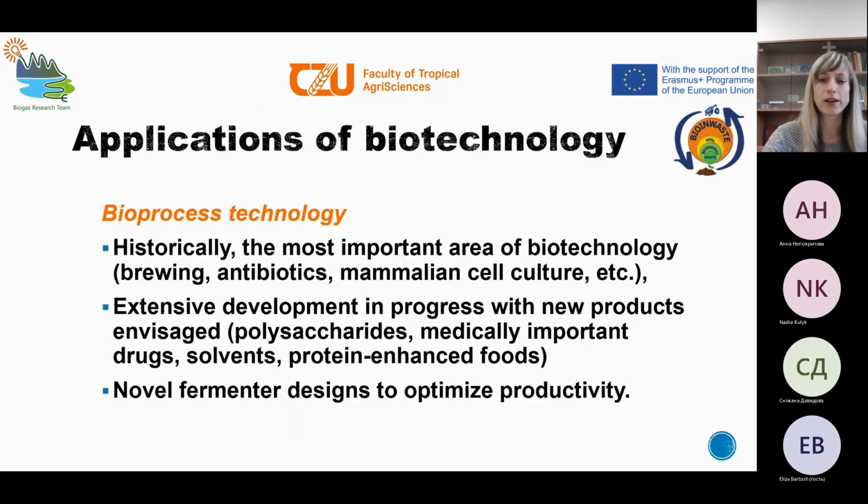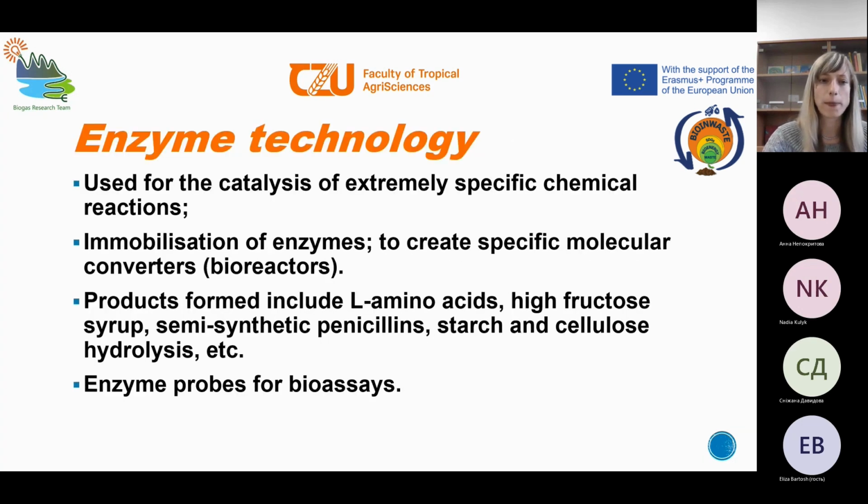Bioprocess technology has a history of growth, and we see very extensive growth that provides new products and a lot of novel fermenter designs to optimize productivity. There is a very large impact of enzyme technology, catalysis of new chemical reactions, extremely necessary for growing the level of production and new products, and for optimization modes for forming very useful types of products such as different organic acids and others.